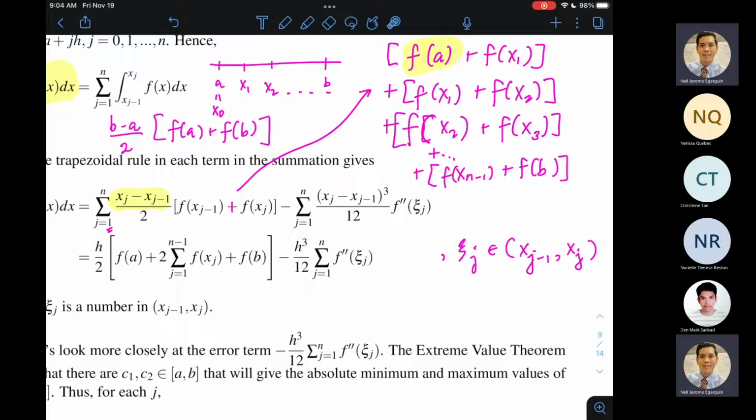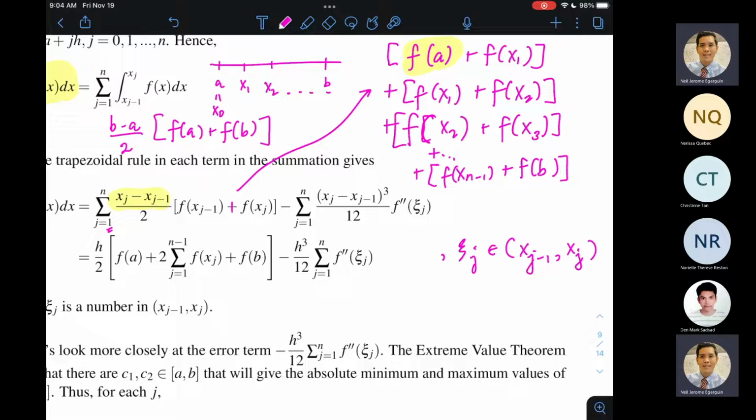However, for all intermediate function values used, doble silang lumalabas dun sa formula. Here I got f of x1 plus f of x1, so I'm gonna get twice of f of x1. F of x2 plus f of x2 will result to twice f of x2. I have an f of x3 here, and I know the pattern. I will have another f of x3 somewhere over here. So I'll have twice of f of x3 and so on. Yung f of xn, doble rin yan kasi may f of xn dun sa preceding term. Okay? So that's why all of the intermediate function values are again given an additional weight 2 kasi twice silang lumalabas dun sa formula. Okay?